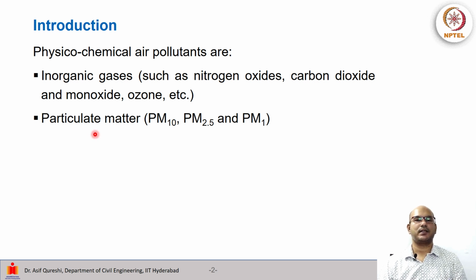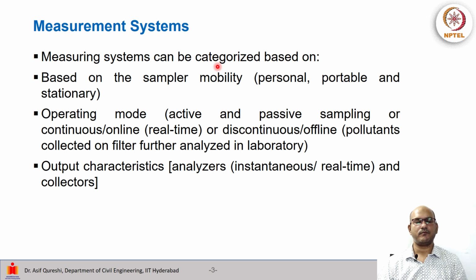And we can also say they include particulate matter such as PM10, PM2.5 and PM1. The measurement systems for these parameters can be characterized based on several aspects. One would be based on the sampler mobility. So it could be a personal sampler, a portable sampler or a stationary sampler.